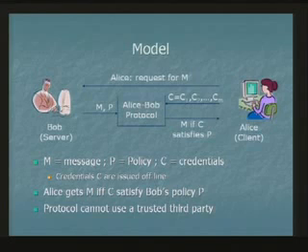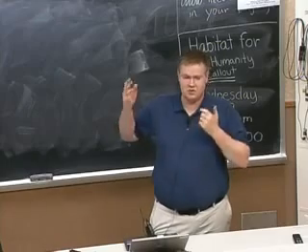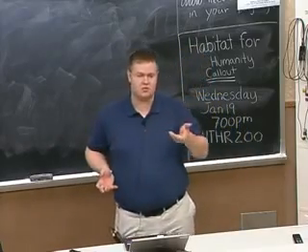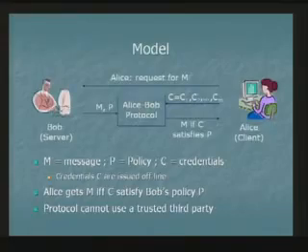Now, this really can't use a third party. If you had a trusted third party between Alice and Bob, the solution is fairly simple. Bob sends the message and the policy to the trusted third party. Alice sends her credentials to it. And then the third party makes a decision and sends Alice the message if possible. The difficulty with this is it's hard to find a trusted third party.